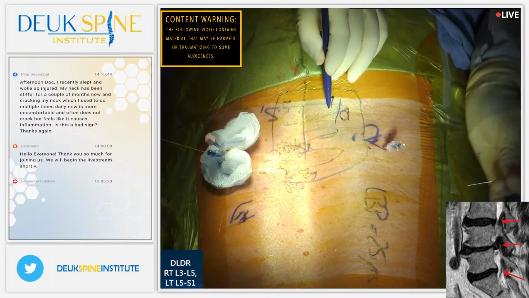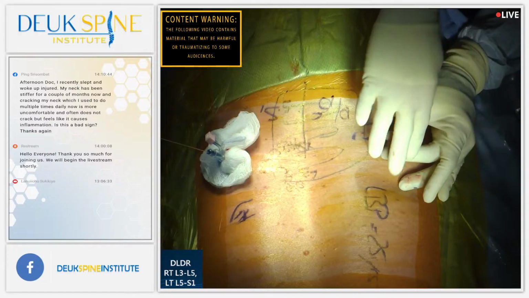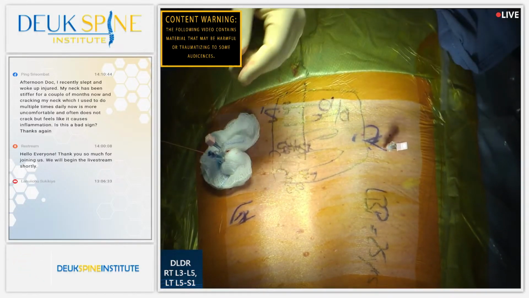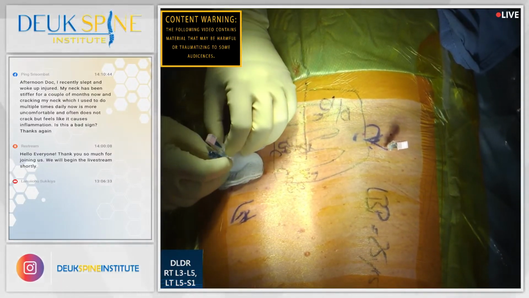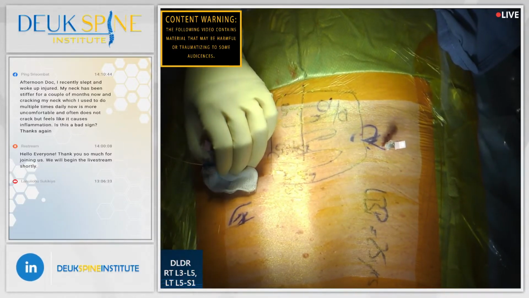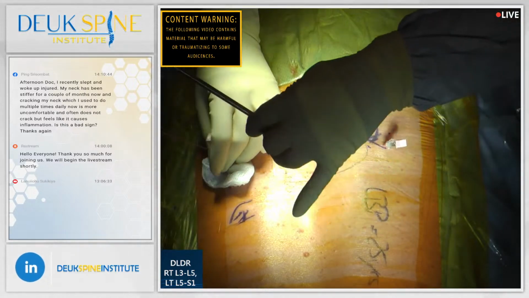Folks, what are we doing here? We're doing a test called the discogram. It's the only test in the world that tells you for sure that a disc is the cause of somebody's back pain. You see, back pain has 30 different causes. We just showed you that video a few minutes ago, right, Henry? Yes, we did. And of the 30 causes, the most common is disc pain. We call it discogenic back pain.